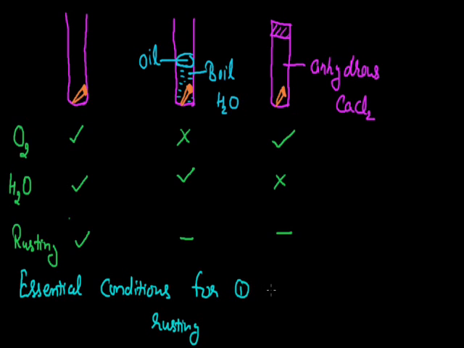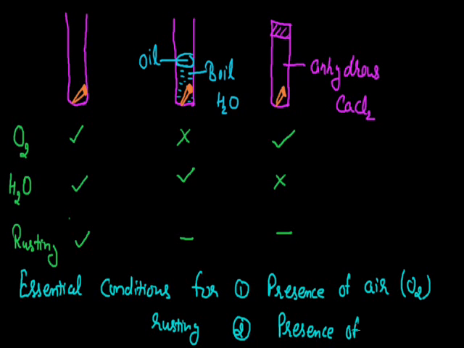So the two conditions essential for the process of rusting are the presence of air, or oxygen, and the presence of water. Those are the required conditions of rusting, but rusting is not a useful product. That's why we try to prevent our iron objects from rusting. Now we will deal with how we can prevent iron objects from rusting. So that's the next heading, prevention of rusting.